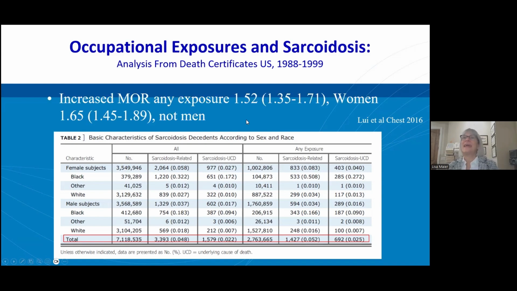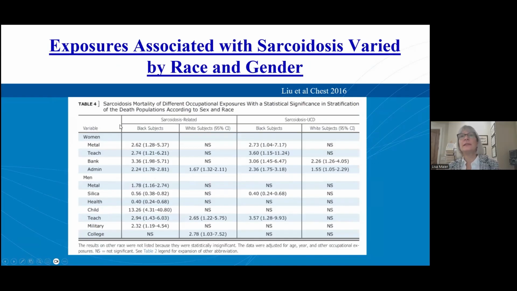And what we found was that having any exposure, if somebody reported having a workplace exposure, there was a higher risk of dying from sarcoidosis, but it was really being driven by women, not men. We then looked, based on the studies that I've already shown you, at breaking this population down by women and men and by race as well.